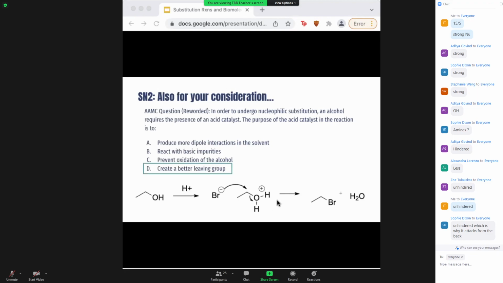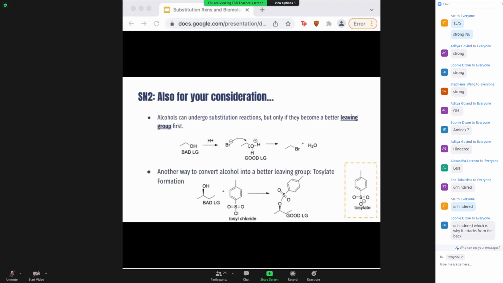And then, it prevents the oxidation of the alcohol. That answer doesn't really make sense either because you want to undergo a substitution, not an oxidation reaction. There's no reason that you would want to prevent oxidation because you're not using anything that would oxidize your alcohol anyway. You're trying to perform a nucleophilic substitution. So that answer just doesn't make sense either. But yeah, like I said, substitution reactions can occur with alcohols. You just have to make them a good leaving group.